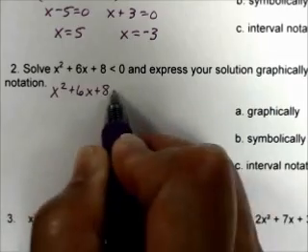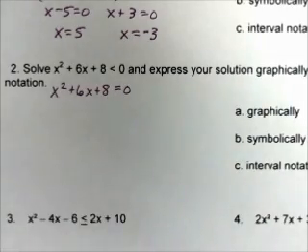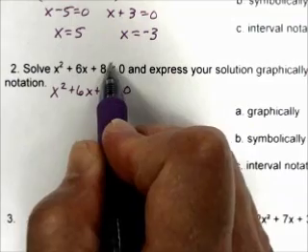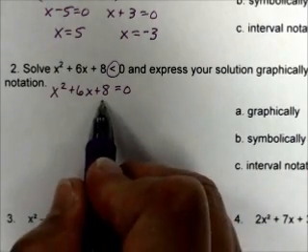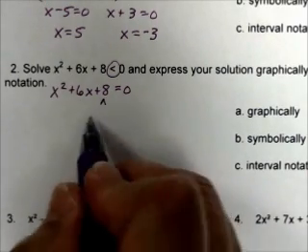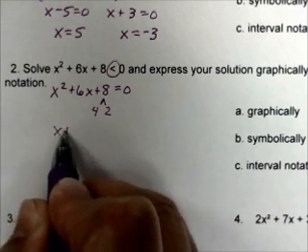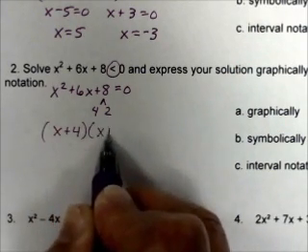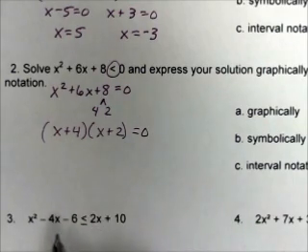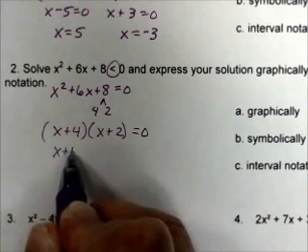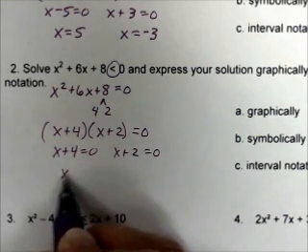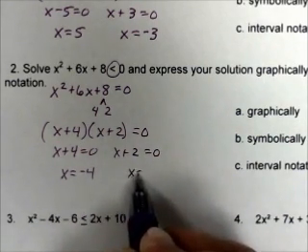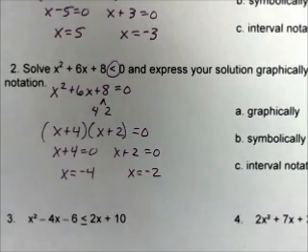So we take our inequality and express it as an equation, keeping in mind that this is a less than symbol, so that's going to be the "and." We will shade between. Factors of 8 that add to 6 are 4 and 2. So this is (x + 4)(x + 2) = 0. Set each factor equal to 0 and solve. x = -4 and x = -2.